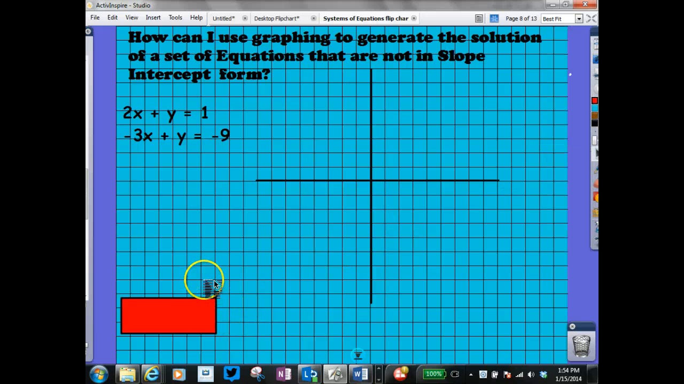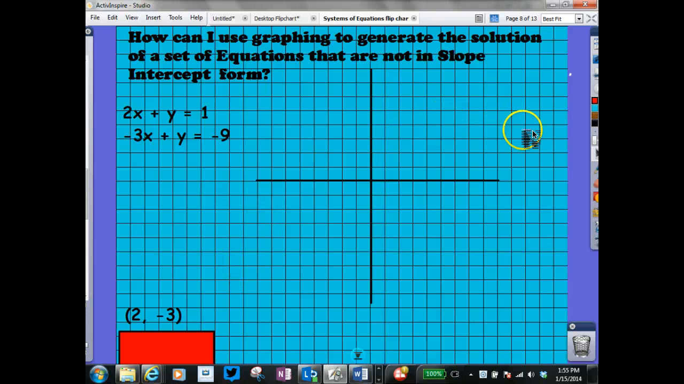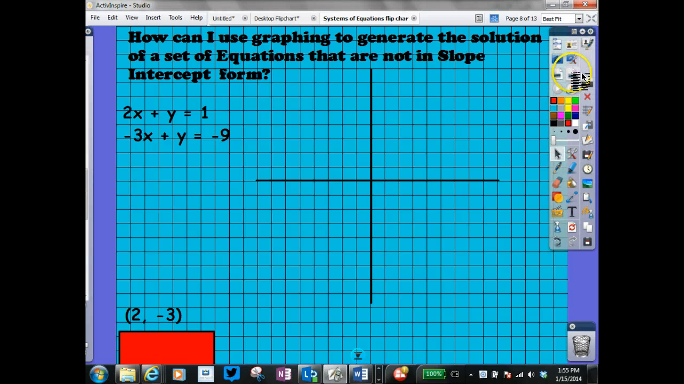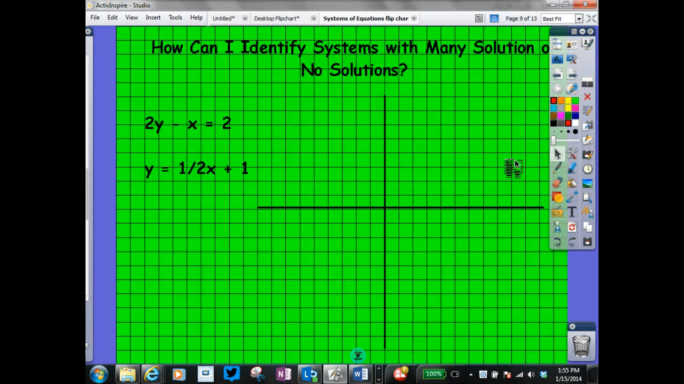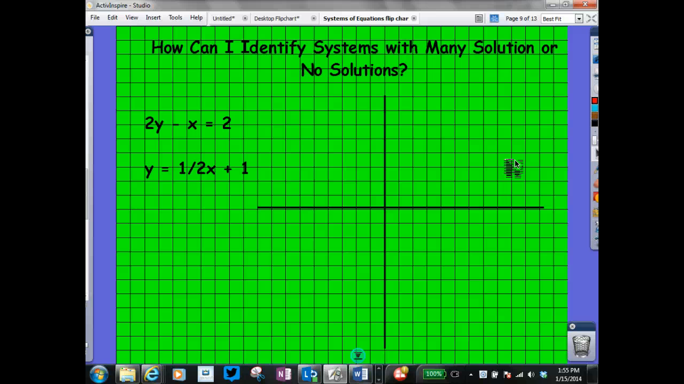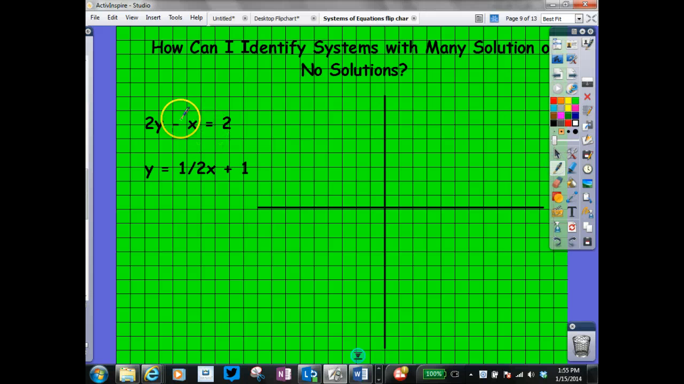Okay, as you've worked this out, I'm going to go ahead and show you the coordinate pair you should have come up with for the solution is 2, negative 3. And if you didn't come up with that, what I want you to do, go back through and see if you can find out what error you made. All right, one other thing I want to talk about: how can I identify systems with many solutions or no solutions. So let's look at this one right here together, and then we'll go on.